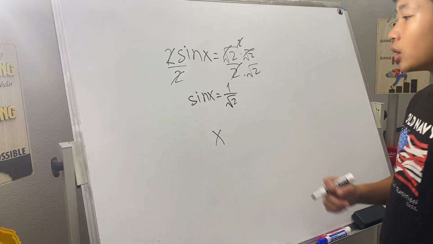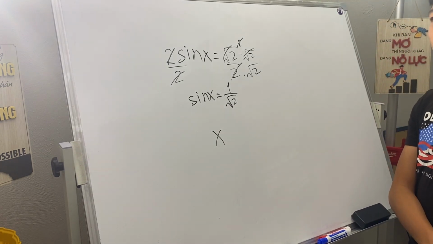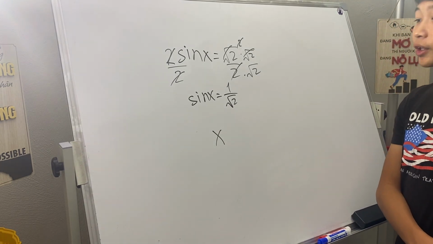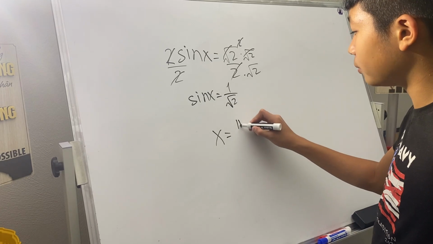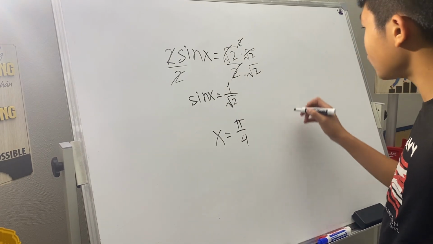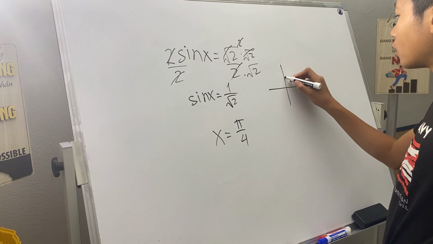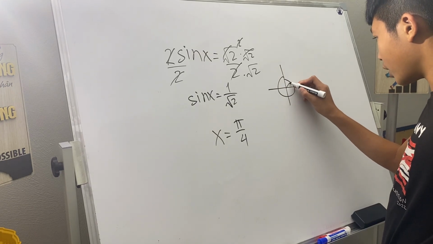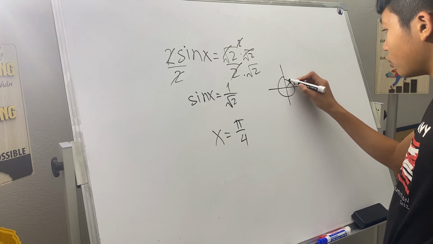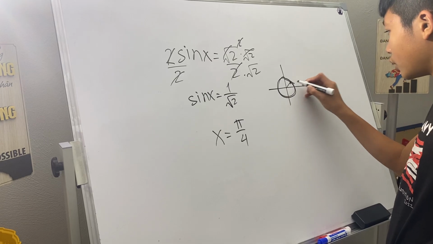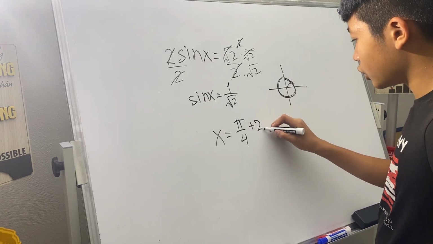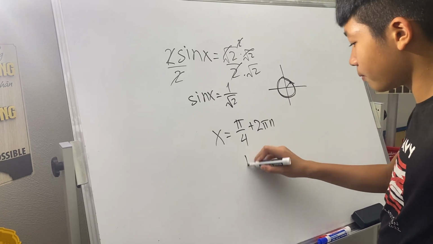So you get inverse sine of 1 over root 2, which is 45 degrees, or pi over 4. So pi over 4 is located right here. You rotate it 360 degrees. You end up with the same answer. So plus 2 pi n.